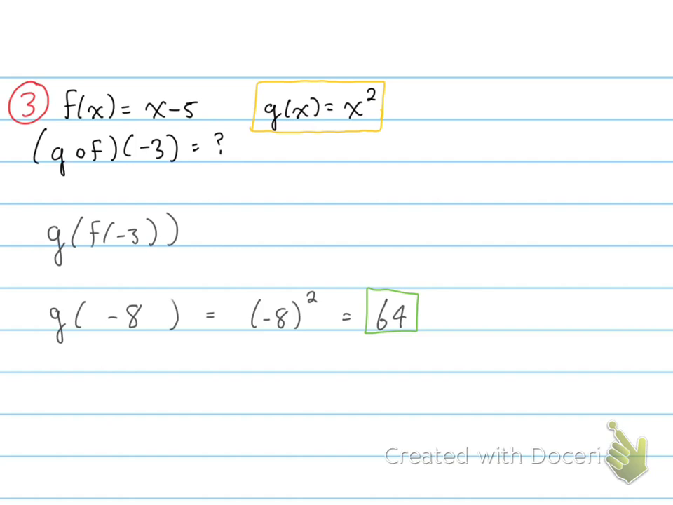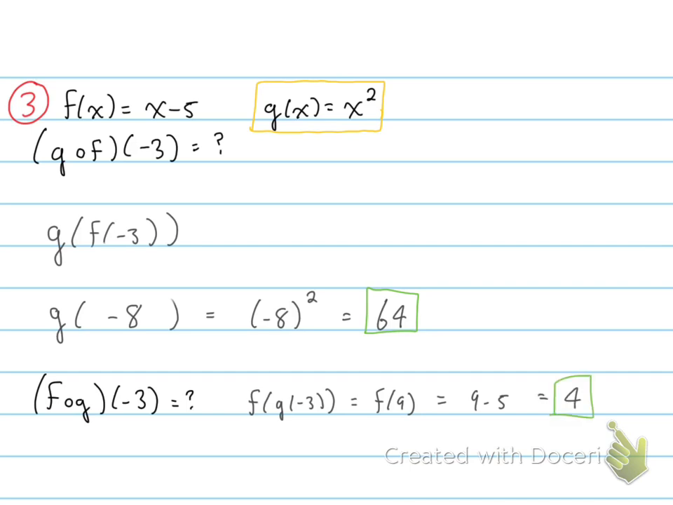Now, you might be thinking it doesn't really matter what order I plug these in. So let's reverse that. What if I wanted to find f of g of -3? What I would do here is I would do f of g of -3. I could write it that way. G of -3 is -3 squared, which is 9. F of 9 would be 9 minus 5, which gives me 4.